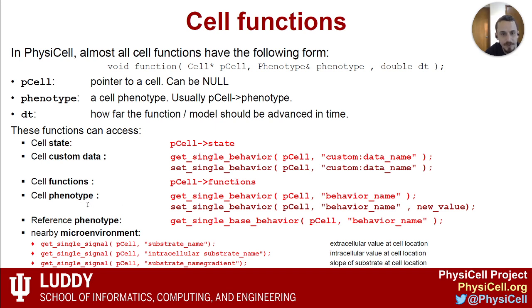The cell phenotype, where you can use the behaviors of these phenotypes and signals and access them by get and set functions. The reference phenotype is where you define the XML. You already define some parameters, and we consider those parameters as the reference. Some of them are default from PhysiCell, but you can change them in the XML as well. Another thing you can access is the neighborhood microenvironment, where you can access the substrate value in the neighborhood of these cells, the intracellular substrate of these cells, and the gradient of the substrate in each cell.